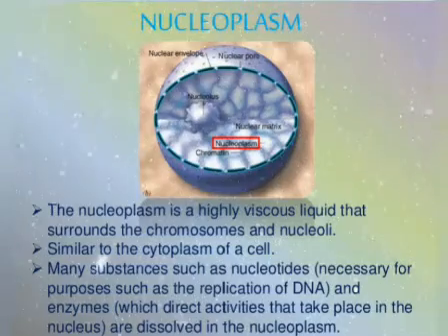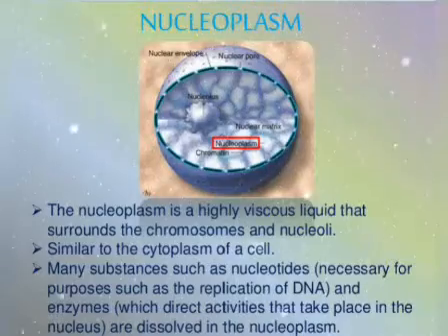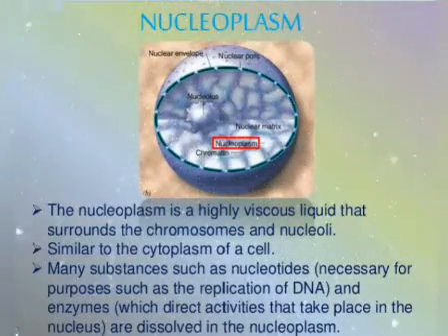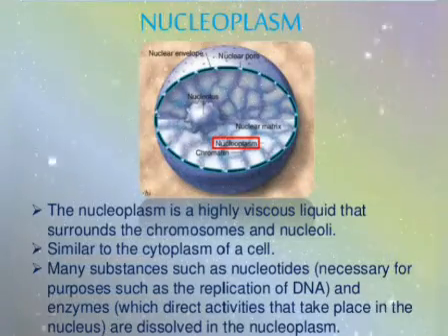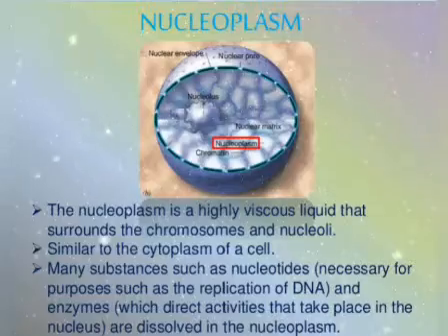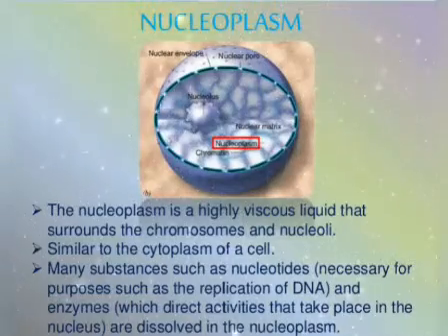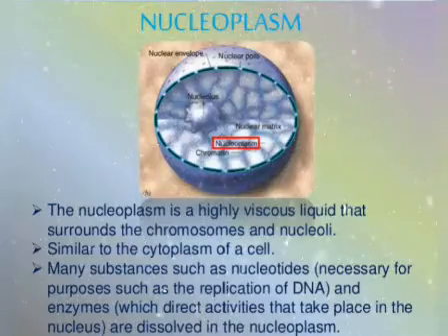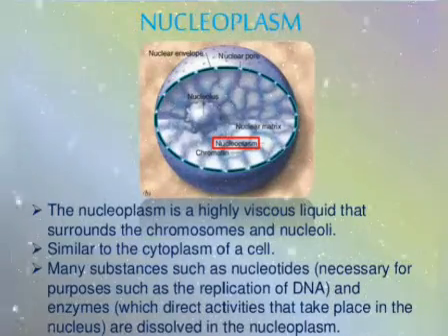And the last one, fifth one, nucleoplasm. The nucleoplasm is a highly viscous liquid. Viscous means having a thick, sticky consistency that surrounds the chromosomes and nucleoli, similar to the cytoplasm of a cell. Many substances such as nucleotides and enzymes are dissolved in the nucleoplasm.